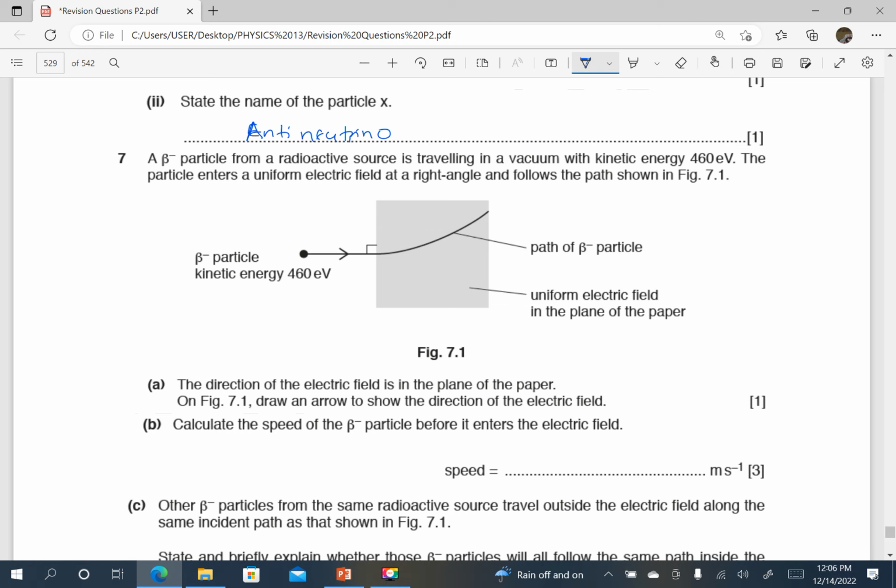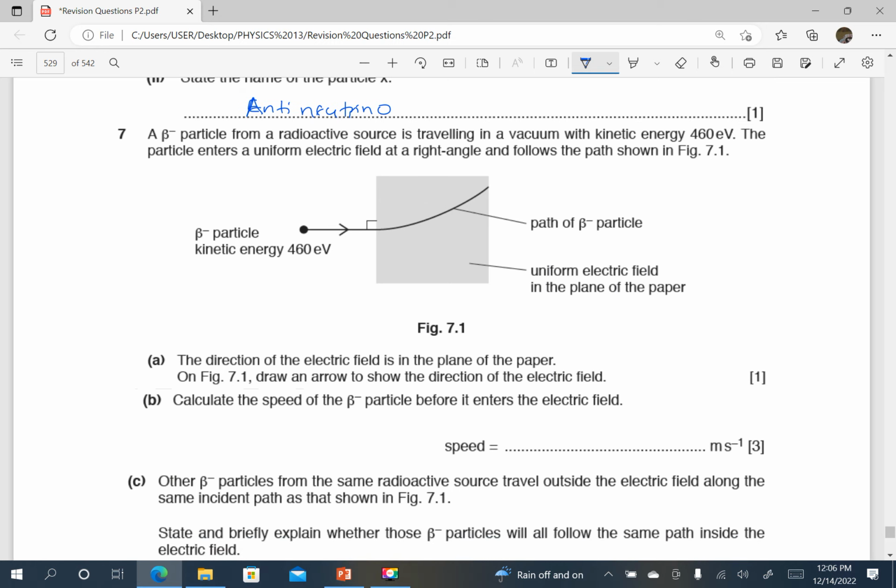A beta minus particle from a radioactive source is traveling in a vacuum with kinetic energy 460 electron volts. Remember, 1 electron volt is the same as 1.6 times 10 power negative 19 joules. The particle enters a uniform electric field at a right angle and follows the path shown there.